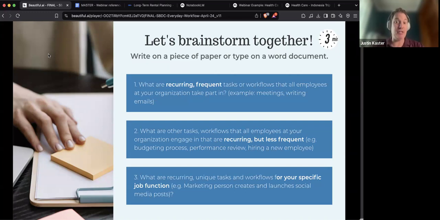Okay, so the first question is, what are recurring frequent tasks or workflows that everyone in your organization, in your business takes part in? So a few examples might be meetings. We all do meetings. We all write emails. What are things like that that are recurring and frequent? So go ahead and jot those down. We'll give you a little time here. We're just getting started on this, but go ahead and jot down a few ideas for that first question.